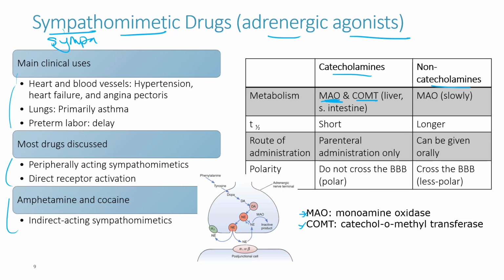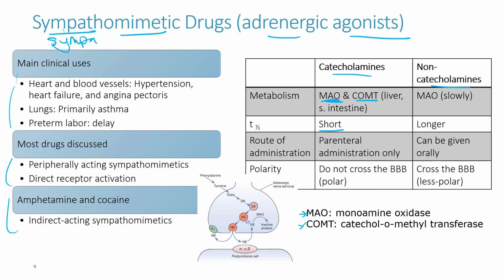So these are the two enzymes listed in full. Catecholamines are metabolized quickly by these two enzymes. Because there's rapid metabolism, when catecholamines are administered, they have a very short half-life. So again, it gets broken down quickly, so the effects are very short-lived.